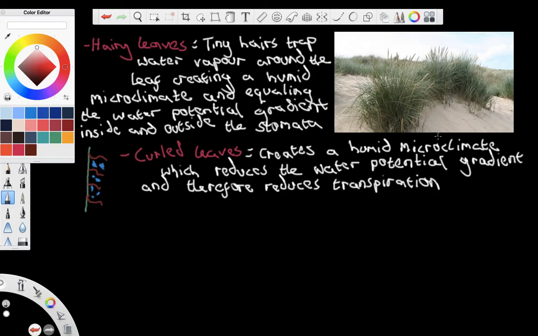Okay, so it says creates a humid microclimate which reduces the water potential gradient and therefore reduces transpiration. Again, if you think of having a leaf and the underside of the leaf curls inwards, so if this is our underside, the leaf is curling inwards like so. The underside of the leaf where the stomata is found is on this pink line. What you'll get is the stomata in here creating this mini microclimate that is very humid, lots of water on the inside, and therefore water isn't really lost from the stomata because there isn't a water potential gradient. Okay.